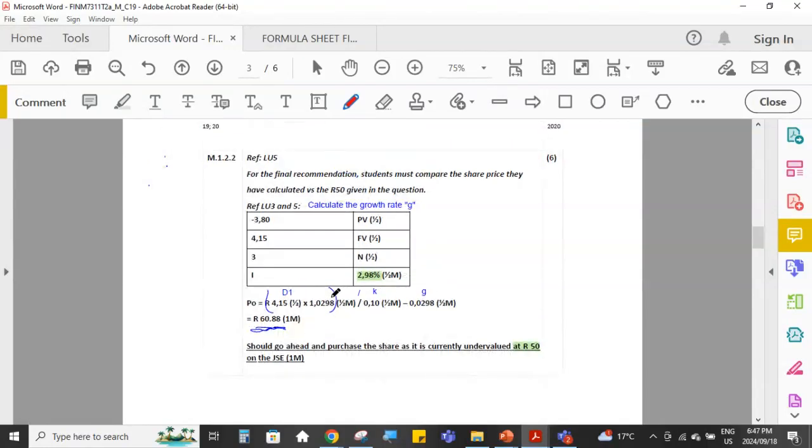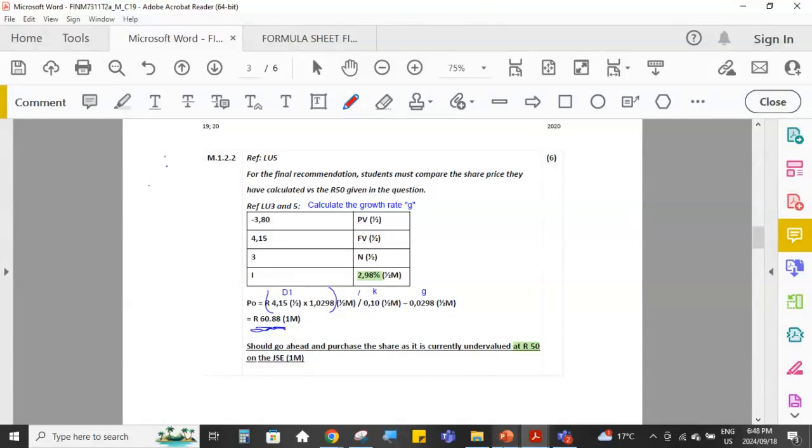Dividend growth model. Here I've put the formula again. P0 is equal to D1 over K minus G. And we want to calculate P0. In other words, we want to calculate what is the theoretical price of one share in Neptune today, given the growth rate of their dividends in the past, and given the fact that we want a required rate of return of 10%.